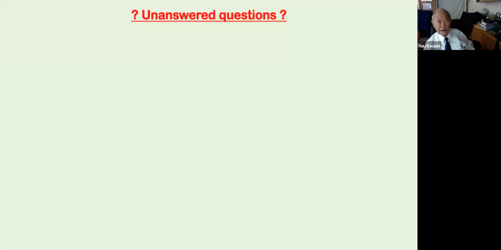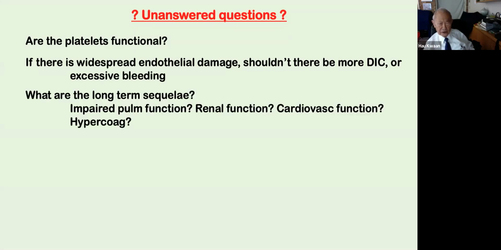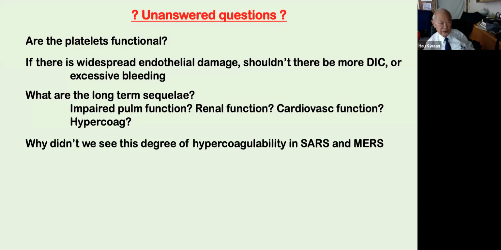So there are many questions left unanswered. Are the platelets functional? I mentioned that. If there's widespread endothelial damage, shouldn't we see more of a DIC-like picture? Or should we see bleeding? Why is generalized bleeding rare? What are the long-term sequelae? Impaired lung function, renal function, cardiovascular function? How long are they going to be hypercoagulable? And why don't we see the same degree of hypercoagulability in SARS and in MERS, since many of the mechanisms are similar in those other diseases?